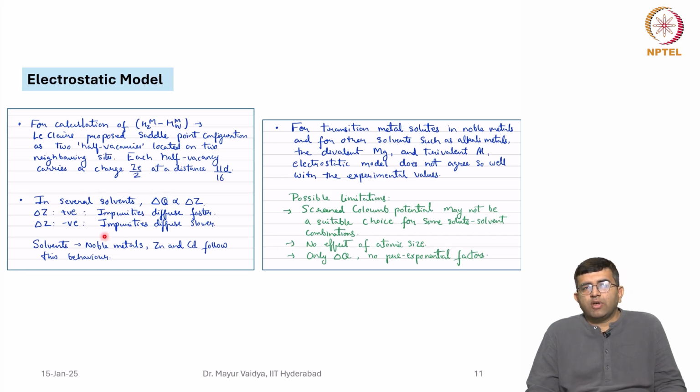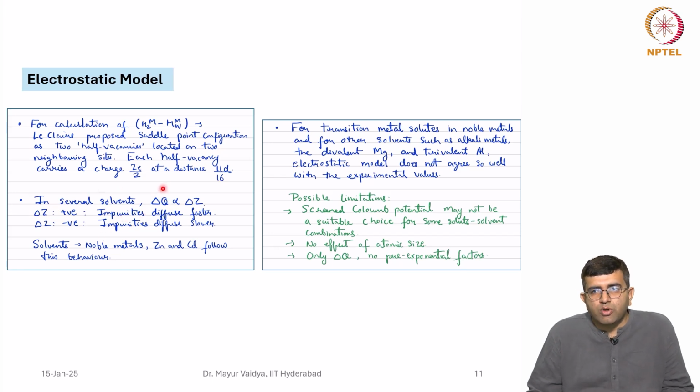In several solvents, this electrostatic model was found to be useful. The delta Q is proportional to delta Z. If delta Z is positive, then impurities diffuse faster. If delta Z is negative, then impurities have been shown to diffuse slower. For example, solvents such as noble metals, zinc and cadmium follow this behavior.